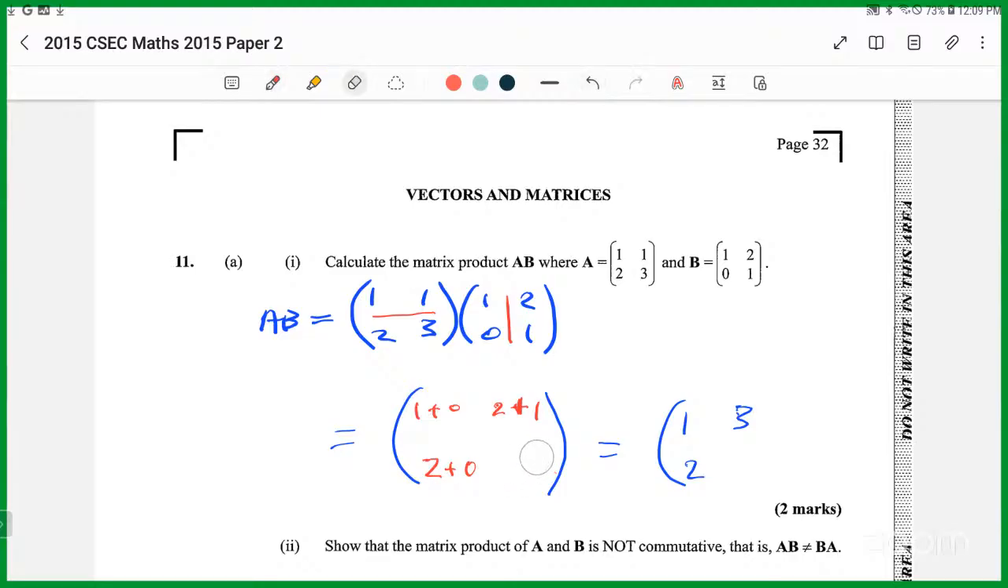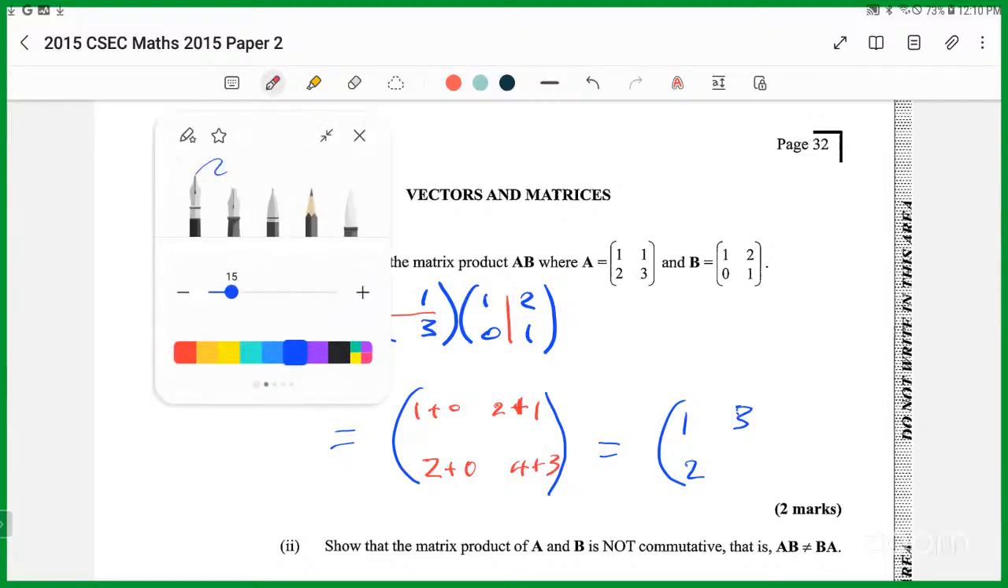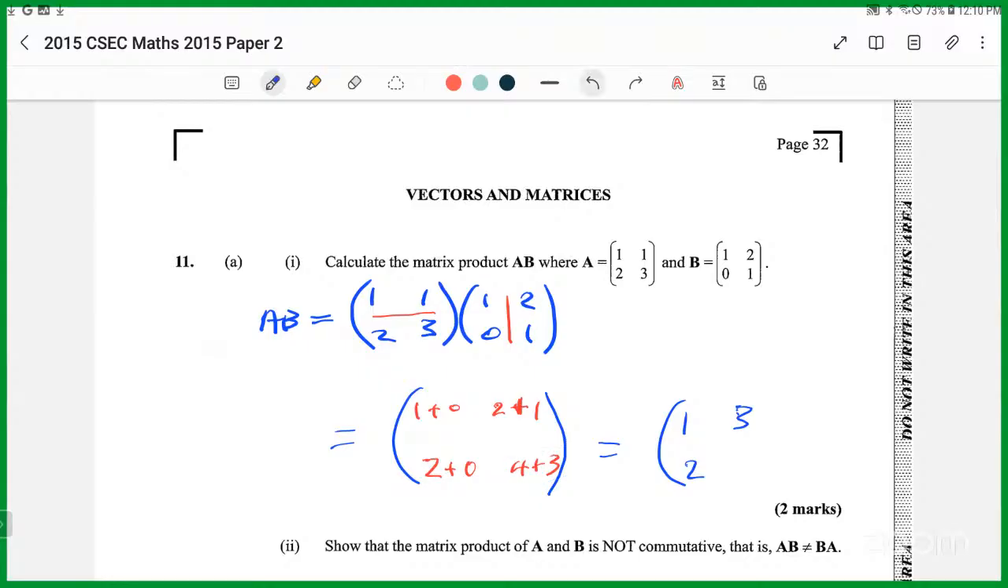Alright, let's put the value. So it's 2 times 2 is 4, and 3 times 1 is 3. Alright, so last value there, that's 7. 1, 3, 2, 7. That is it. Alright, and that's what AB is.